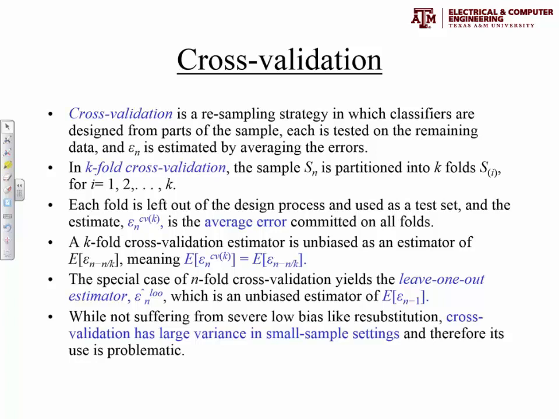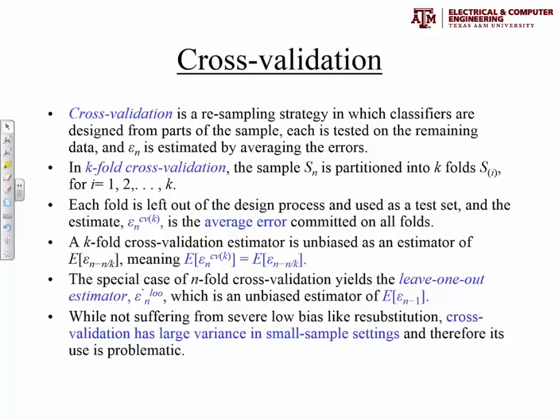Cross-validation is a resampling strategy in which the classifier is designed from parts of the sample. Each is tested on the remaining data, and epsilon n is estimated by averaging the errors. So in k-fold cross-validation, you break the data up. Let's say you have n samples, and you break it up into k different parts with n over k in each one of them.